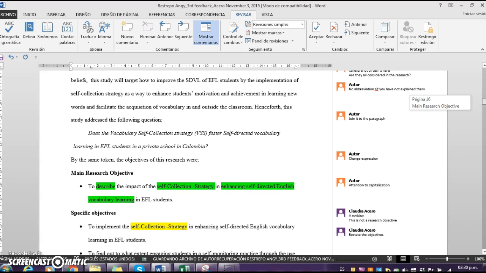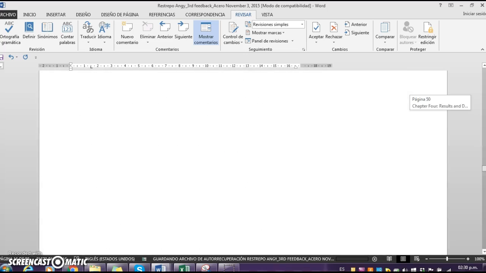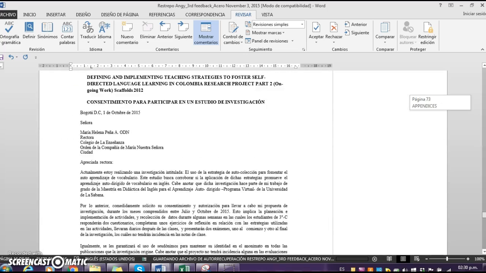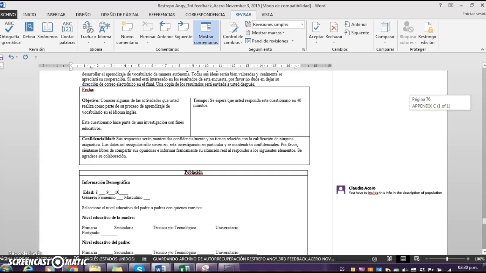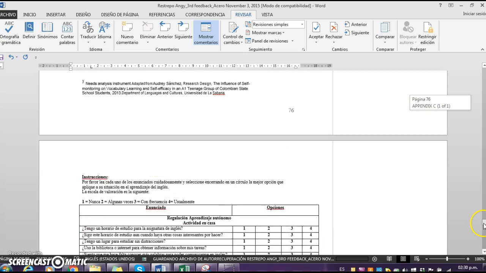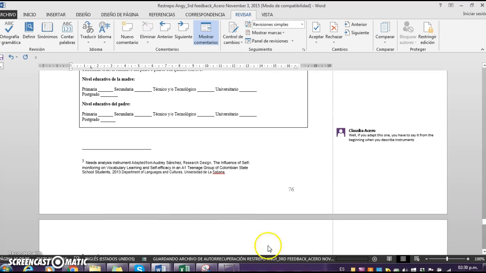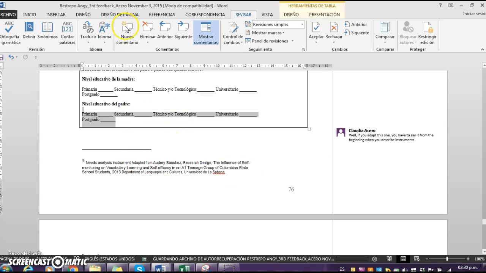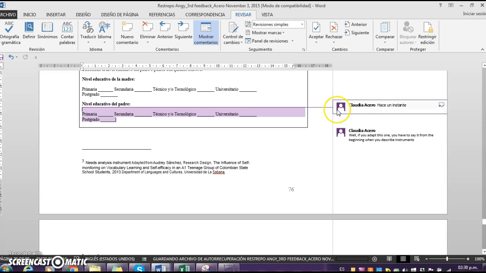though you have already taken your data, it's very important that you actually relate it. Talking about data, I saw that you are using certain instruments that were applied in other institutions. So be careful, and you have to state it from the beginning, otherwise this is considered plagiarism. So if you have not said from the beginning that you adapted this, it becomes plagiarism.